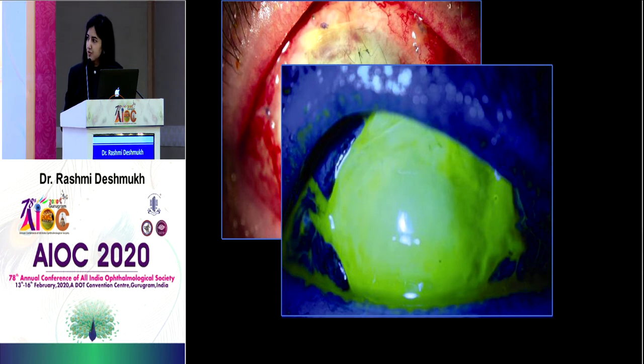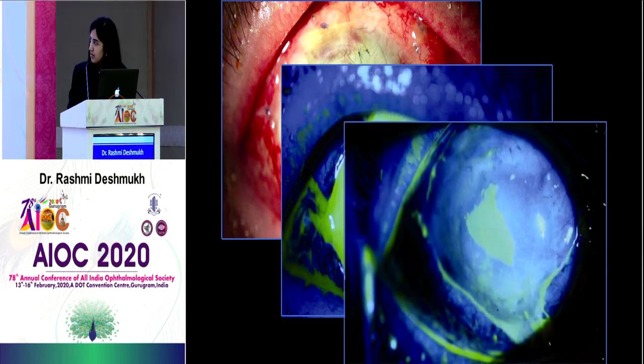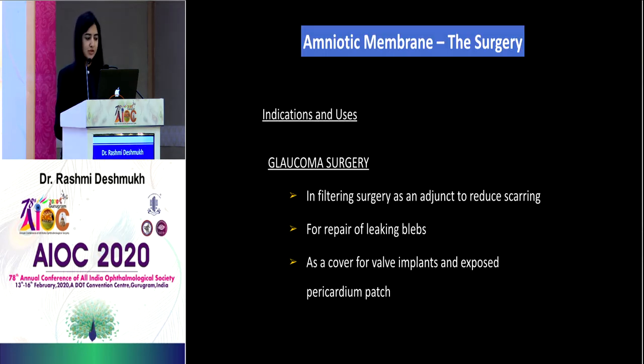This picture shows how there is no epithelium in the beginning, it's the amniotic membrane which is taking up all the stain, but it heals well, and there is epithelium growing on either side from nasally and temporally on the amniotic membrane. And it's just a small epidefect which is left. Other than cornea and ocular surface, amniotic membrane can also be used in glaucoma surgeries, such as in filtering surgeries, as an adjunct to reduce the scarring.